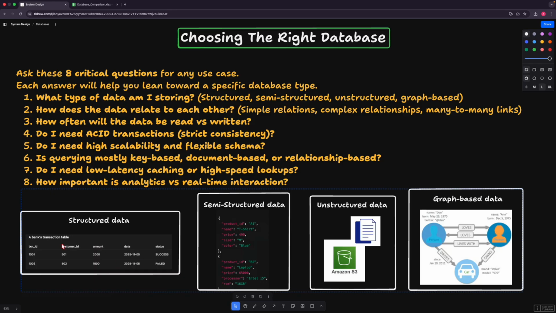For example, the transactions in a banking scenario, where every transaction will have a transaction ID, customer ID, amount, date, and status. This kind of data we can call structured data.